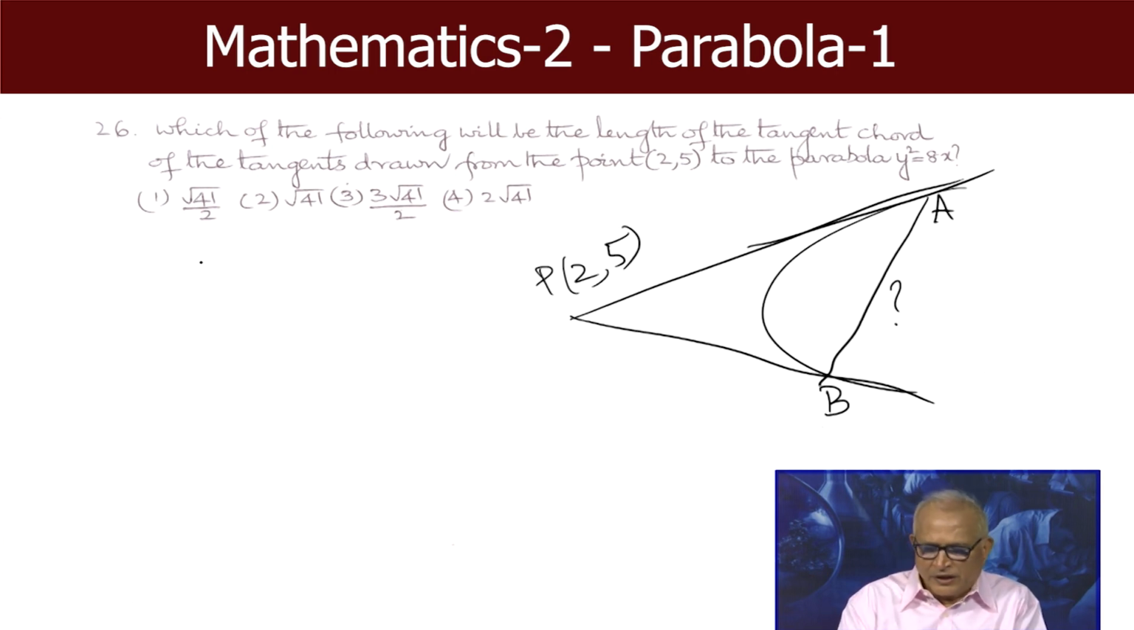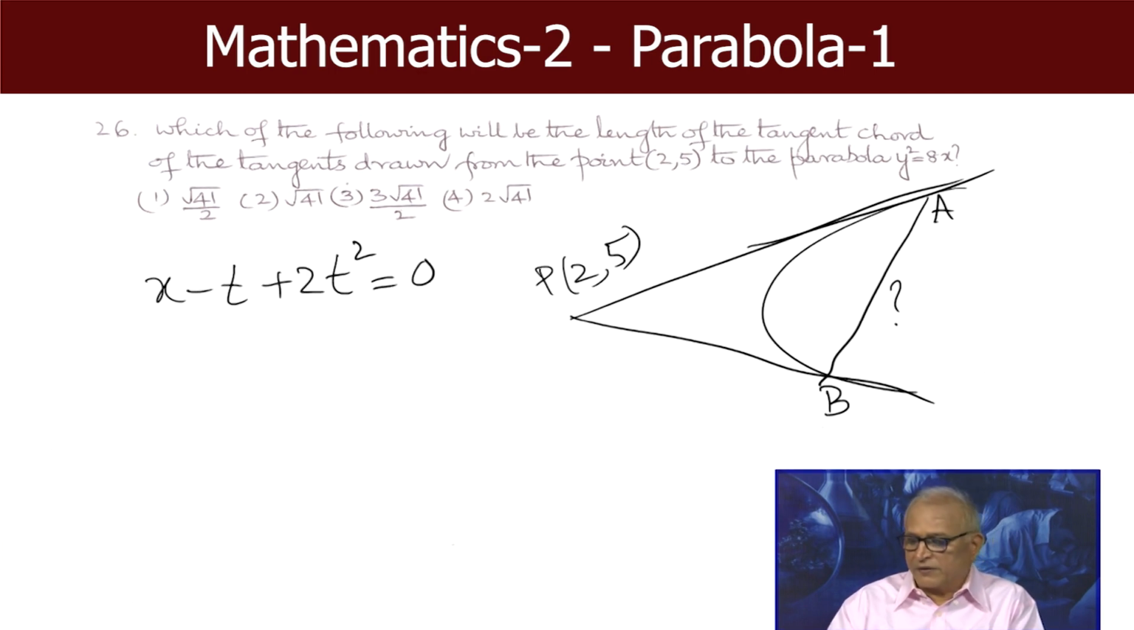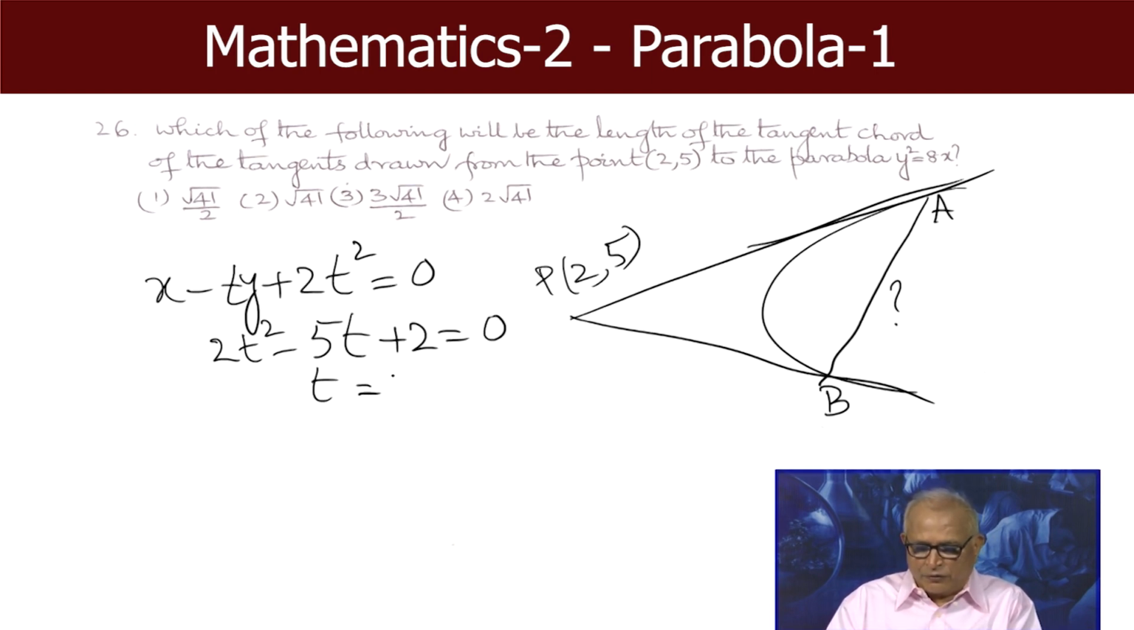Well, x minus ty plus 2t square equal to 0, a is 2 here, is the tangent to the parabola y square equal to 8x because a is 2. Then x minus ty plus 2t square equal to 0. This passes through 2 5 if and only if 2t square minus 5t plus 2 equal to 0, t equal to 2 or 1 by 2.